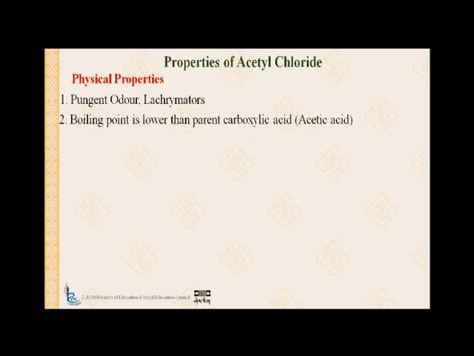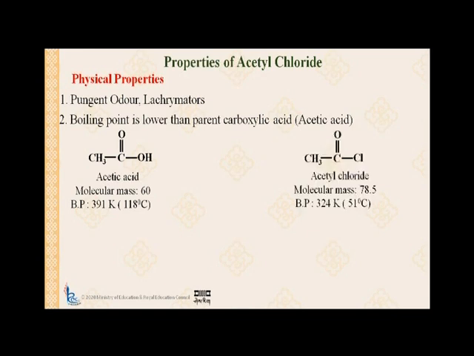Then next, the second physical property is boiling point. It says that the boiling point of acetyl chloride is lower than its parent acid, that is acetic acid. This is the parent acid, acetic acid: molecular mass 60, boiling point 391 Kelvin, which is around 118 degrees Celsius. And we have acetyl chloride, molecular mass 78.5, and boiling point 324 Kelvin or 51 degrees Celsius.